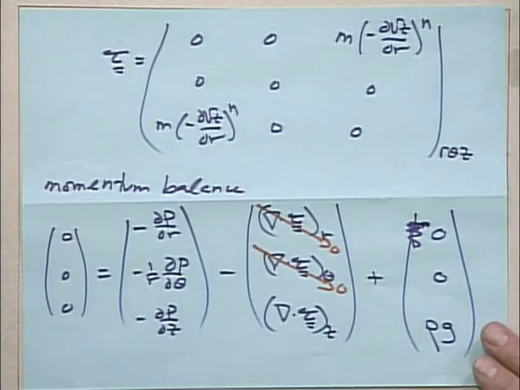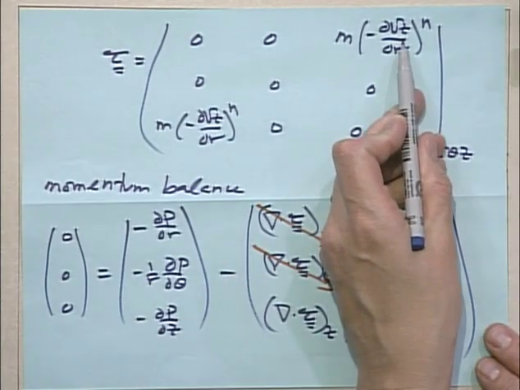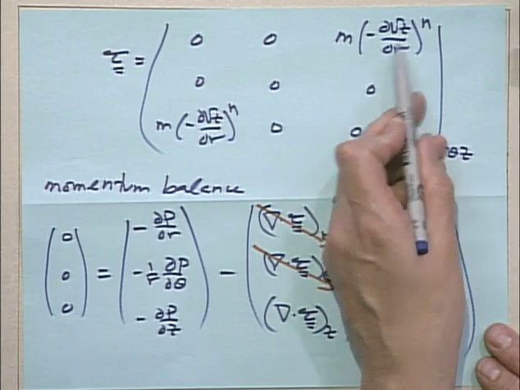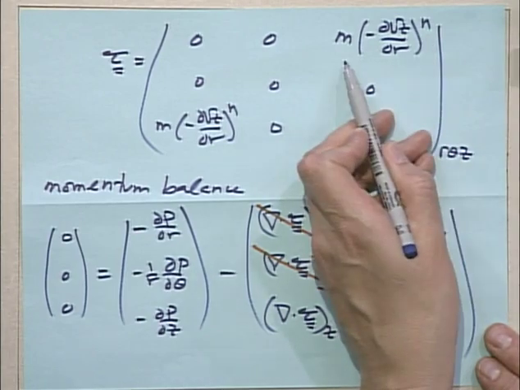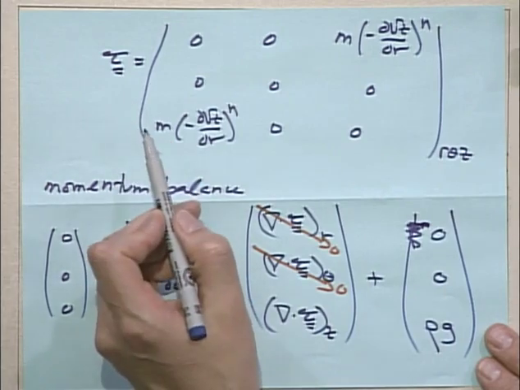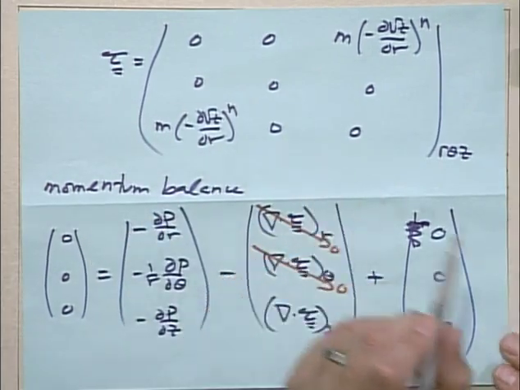If we ask what is the stress, we have to go back to our expression for the stress tensor. But now we know the velocity field. So we can go back and pick up this derivative, raise it to the n power, multiply by m, and we'll get the stress. So we know everything about this flow. We know the stress at every point in this flow.